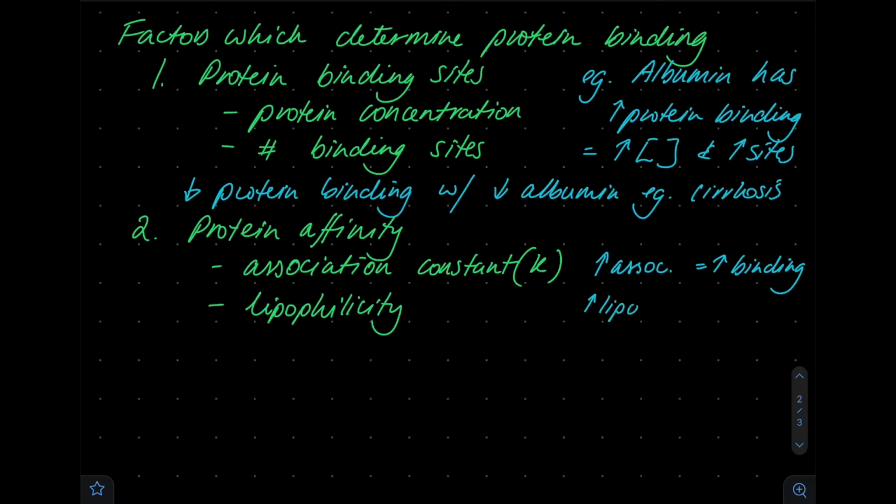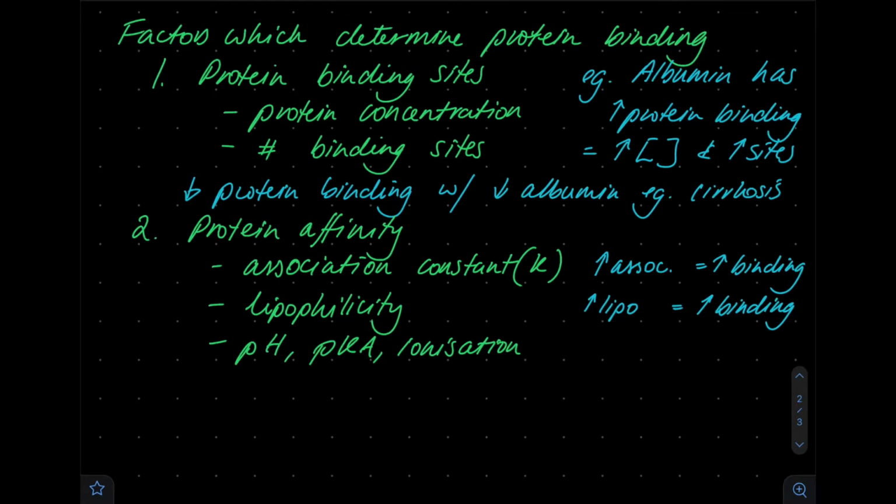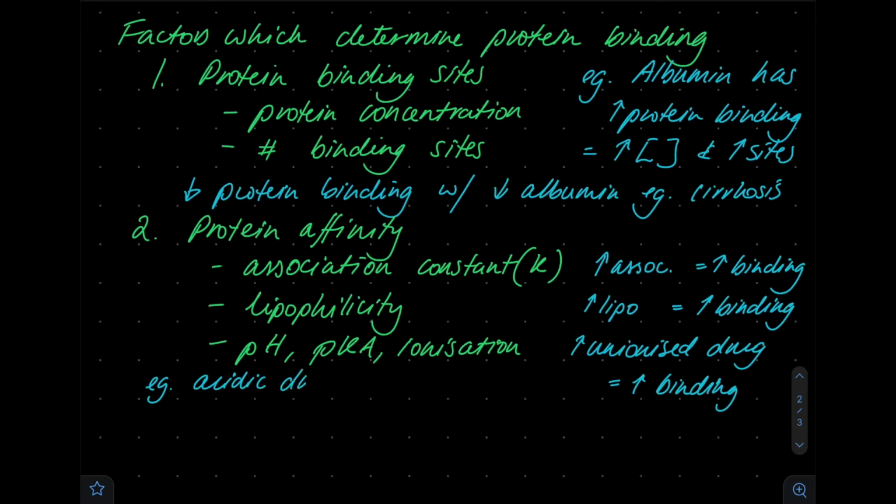Lipophilicity, which means that the more lipid-soluble a drug is, the greater the protein binding. And tying into lipophilicity is the concept of ionization of the drug, which is determined by the pH of plasma and the pKa of the drug. Generally, the more unionized or uncharged the drug is, the more lipid soluble it is, and so the higher the protein binding. For example, an acidic drug in an acidic solution will be more unionized and consequently more lipid soluble, and thus it will have a higher protein binding.